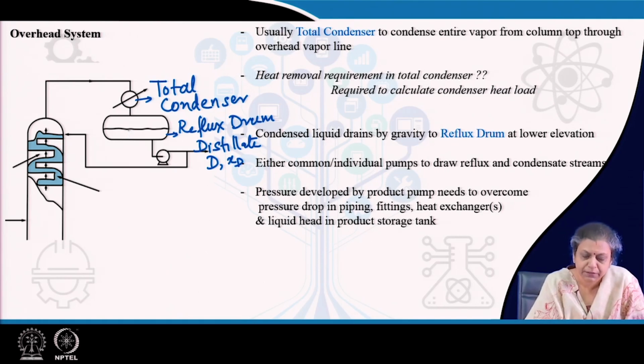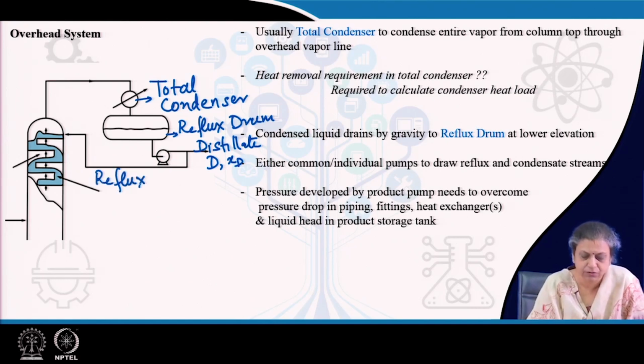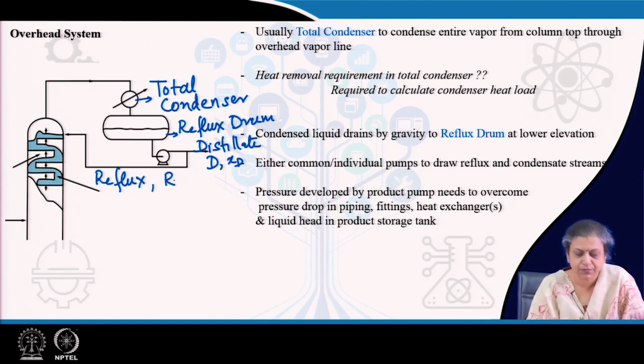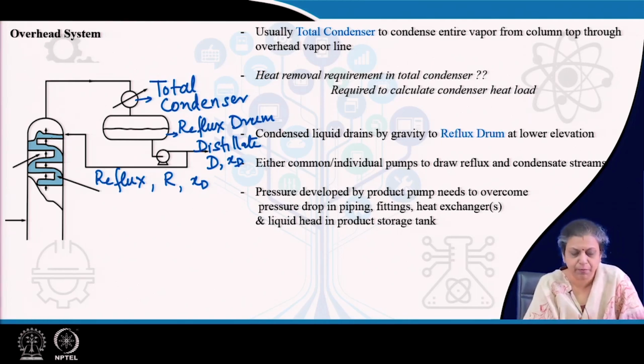So, usually the reflux drum is kept at a lower elevation compared to the total condenser, so that the liquid can drain here and collect here. From the bottom, a portion of it is taken out as distillate, and the remaining portion is refluxed back into the column, say at a reflux flow rate R. Definitely, as you can know, the composition of the reflux is XD. So, therefore, this reflux is again introduced back above the top tray of the column.